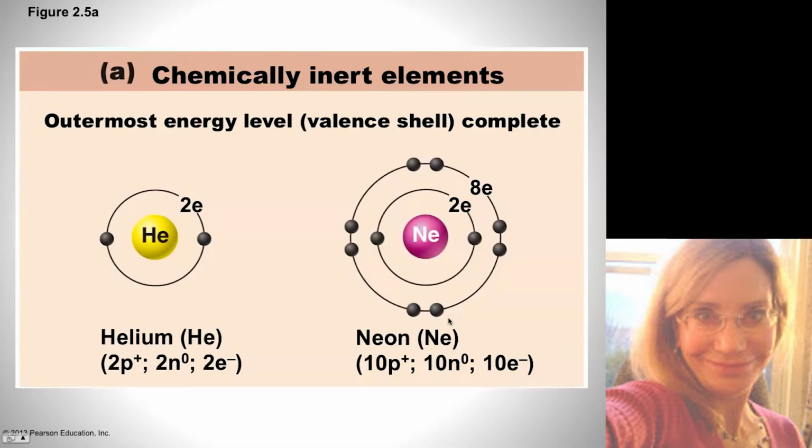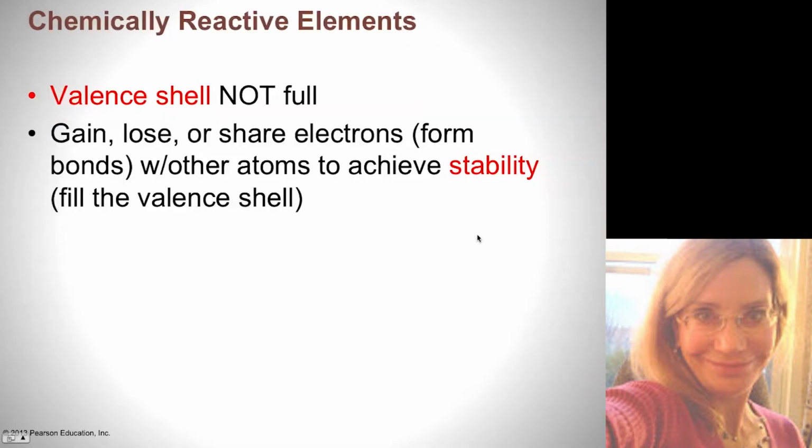Now, here's another one. This is quite a bit larger. Neon, the atomic number is 10, so there are 10 protons and 10 electrons in the neutral state. So let's go ahead and count these electrons. There's 2 here, 1, 2 in the first shell, and then we have 1, 2, 3, 4, 5, 6, 7, and 8. And that fulfills that octet rule. This valence shell, the outermost shell, is complete. So that's why these atoms tend not to interact with other atoms.